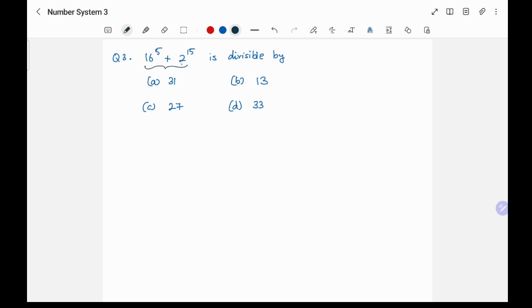16 is nothing but 2 power 4, right? So 16 power 5 is 2 power 4 power 5, which is nothing but 2 power 4 into 5, which is 2 power 20. So 16 power 5 plus 2 power 15 is nothing but 2 power 20 plus 2 power 15. Now we can take 2 power 15 common, and then we are left with 2 power 5 plus 1, right?